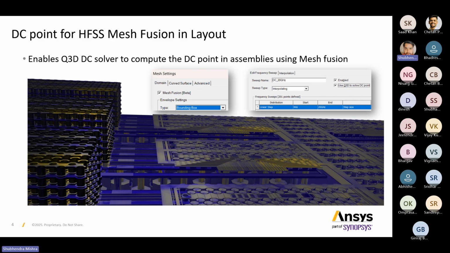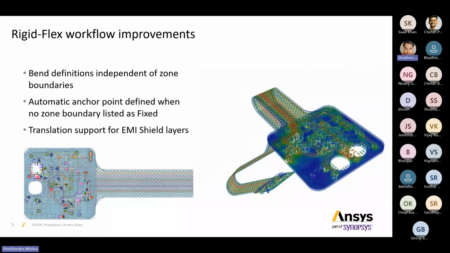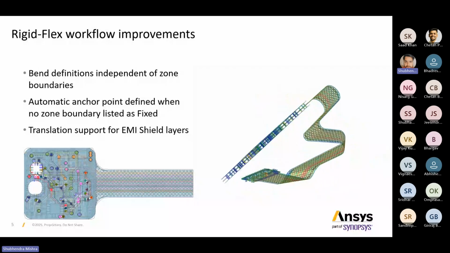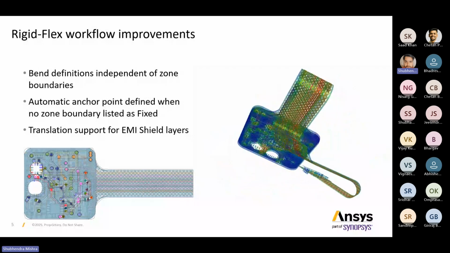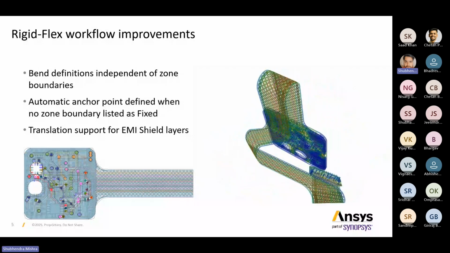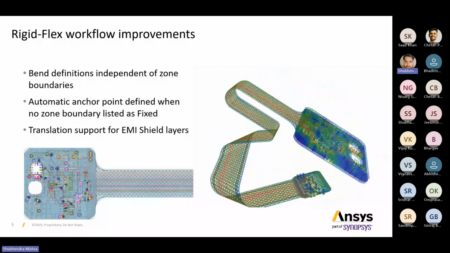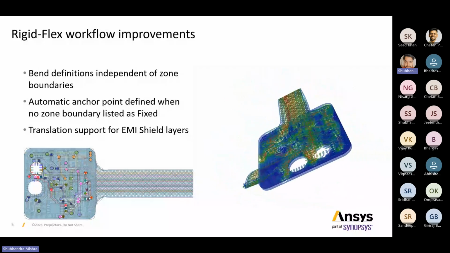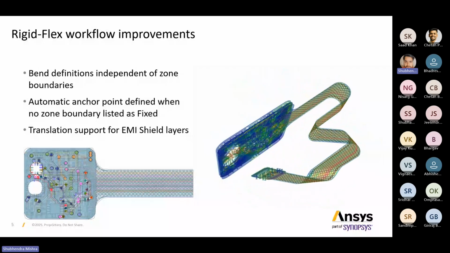One more big change in 2025 is the bend capabilities. When we are going through flexible PCB models, we have included a rigid-flex workflow improvement, where bend definitions are introduced. You can adjust all the boundary conditions, and when you are working with interference shield layers, like in EMI EMC analysis, translation support is there too.